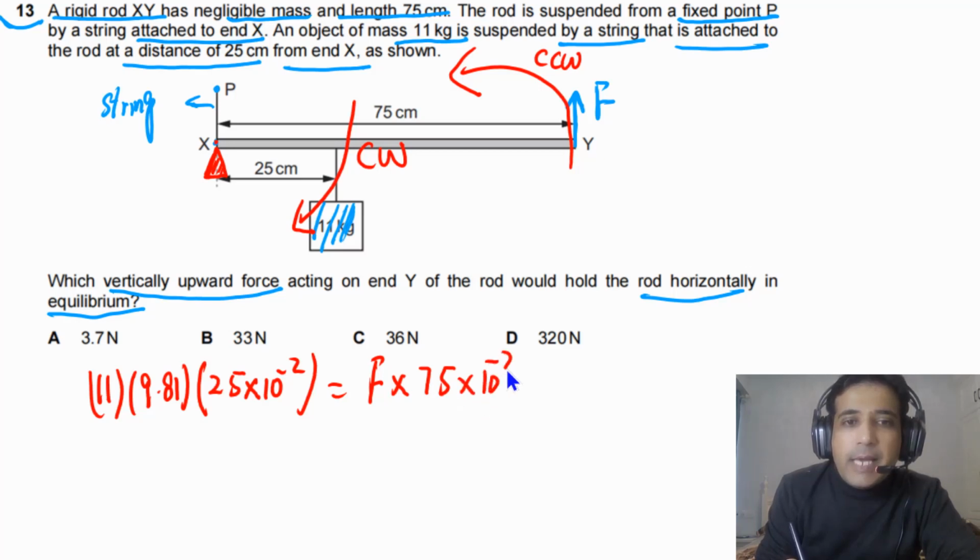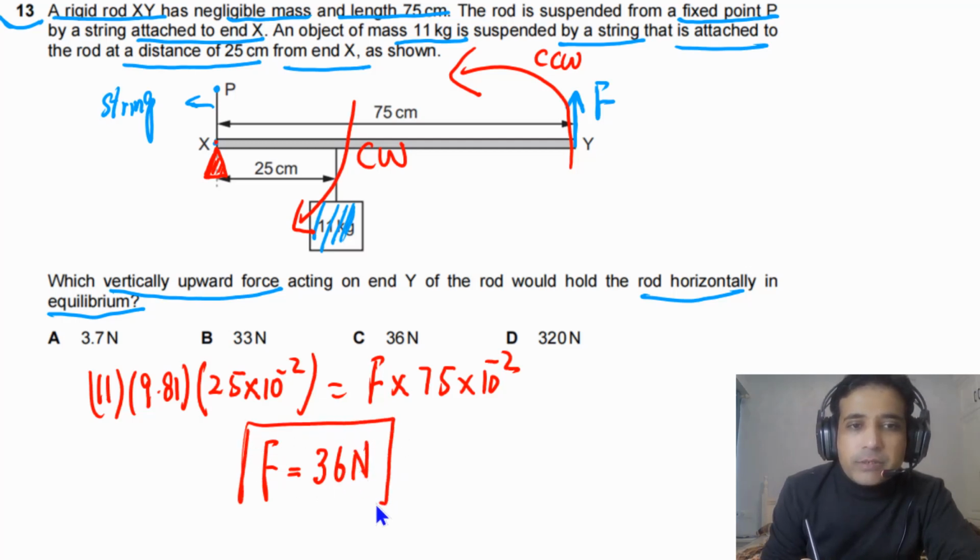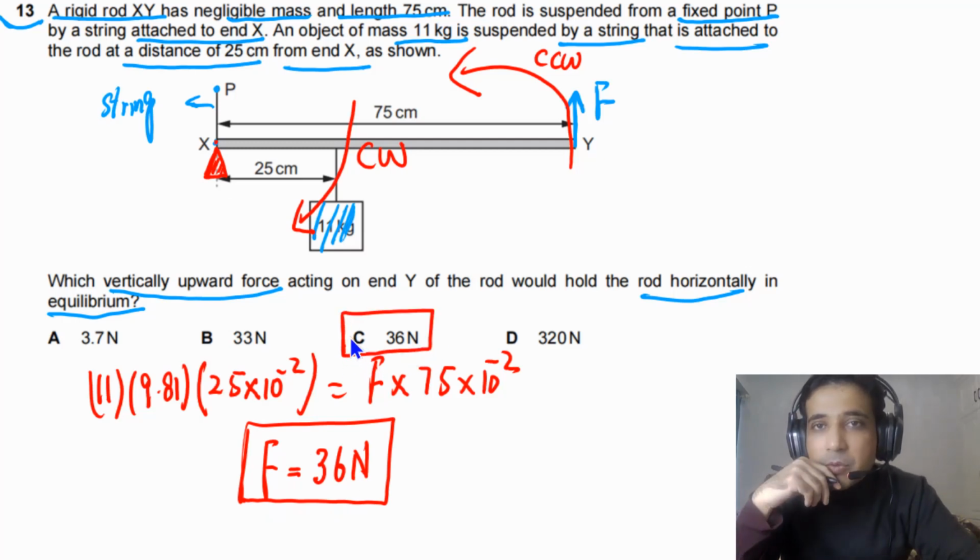Now simply you can solve for F. If we solve this for F, our answer will be about 36 newtons. So the answer for this question is C. So this is how you can approach a very straightforward question if your concept about equilibrium is clear. A lot of static equilibrium questions can be answered based on this concept.